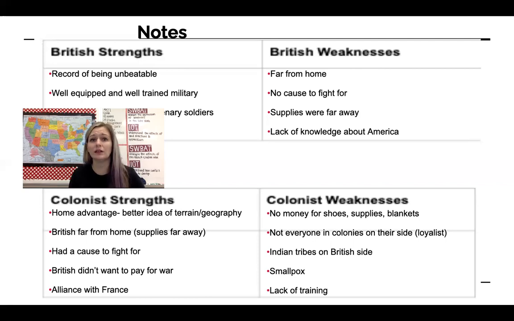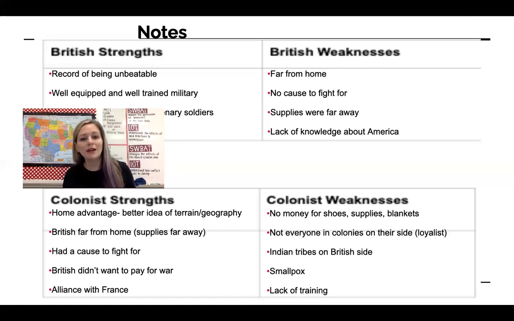Number four is disease. Smallpox starts running rampant throughout a lot of the troops, and that causes some really, really big problems when they're fighting the war. You'll learn more about that next week. And then a lack of training. They don't have a very well-equipped, well-trained military like England has. Theirs is essentially, like I said, a ragtag militia of individuals that are just kind of thrown together and doing their best to be able to fight.